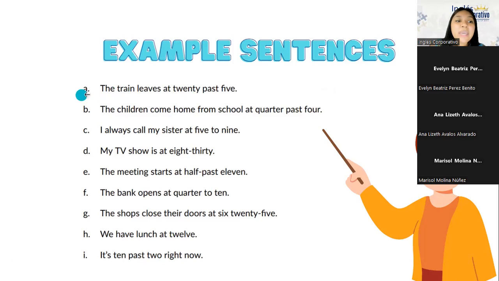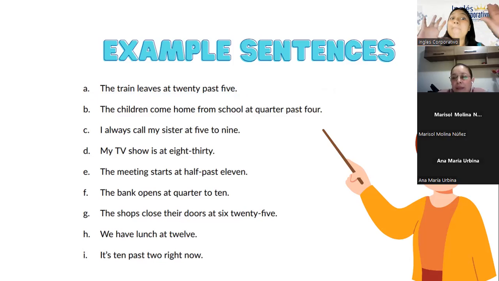Fíjese bien. Letter A. The train leaves at 20 past 5. Dice, el tren sale, el tren departe, el tren se va. ¿A qué horas? Dice, 20 past 5. ¿Qué es un 20 past 5? Como que pasaron 20 past 5. Pasadas de las 5. Entonces, ¿qué hora es? 20 minutos pasada de las 5.